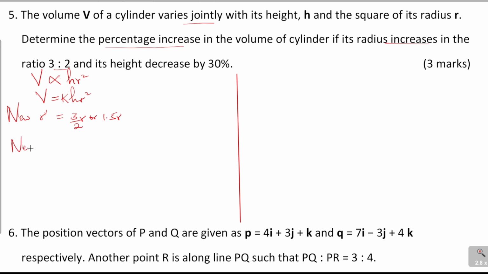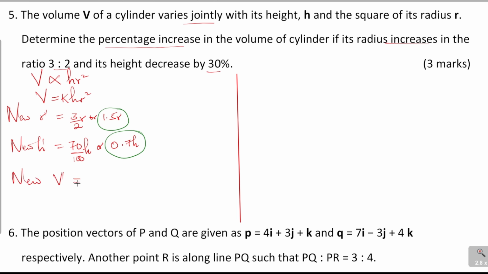Then what about the new height? The height decreases by 30%. The original was 100. Then if it decreases by 30%, that means the new one will be 70%, 70 divided by 100 h. This one you can write in decimal form as 0.7 h. So now we have the new values of r and h. Now we can get the new volume.